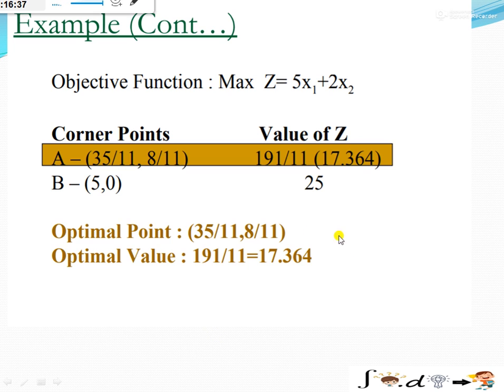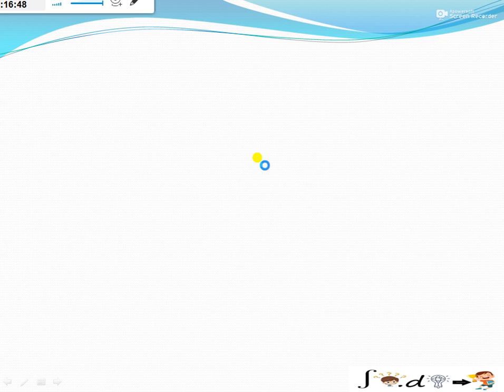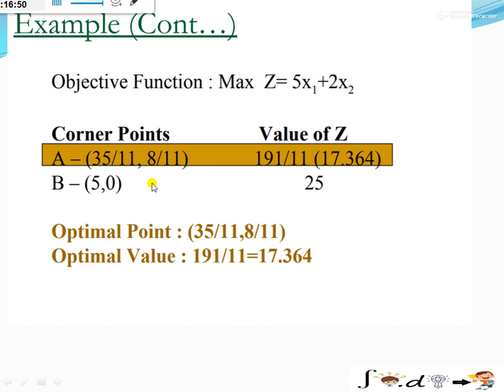Objective function z is equal to 5x1 plus 2x2. Substituting into this, you will get 191 by 11. At B, the value comes to 25. The minimum value is 17.365. At what point? 35 by 11 and 8 by 11.